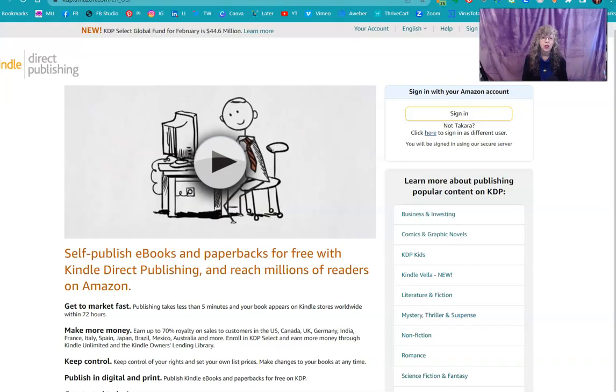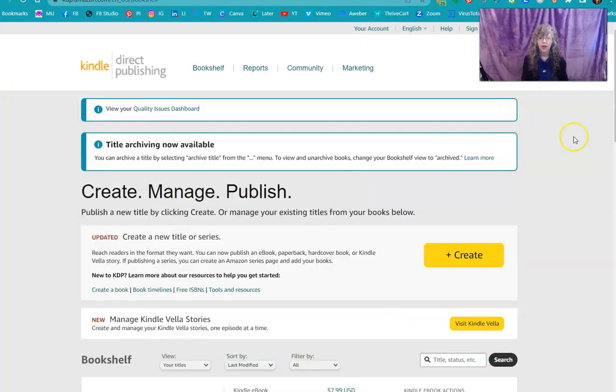Get out of my slideshow and come over to KDP. This is where you will land if you go to kdp.amazon.com. And this is just what it looks like. If you've never been in here before, you're going to have to sign in. Once you sign in by clicking this button and setting up an account, it will take you to this page. And on this page, it's giving you some updates at the top.